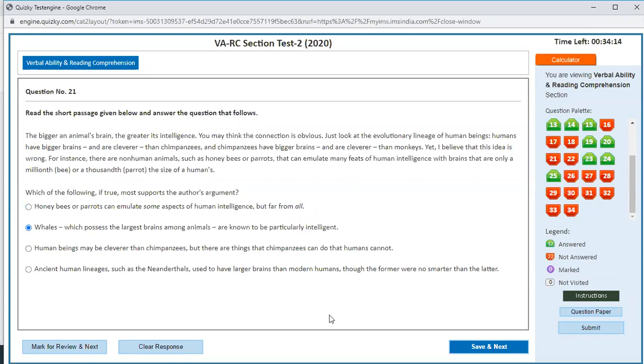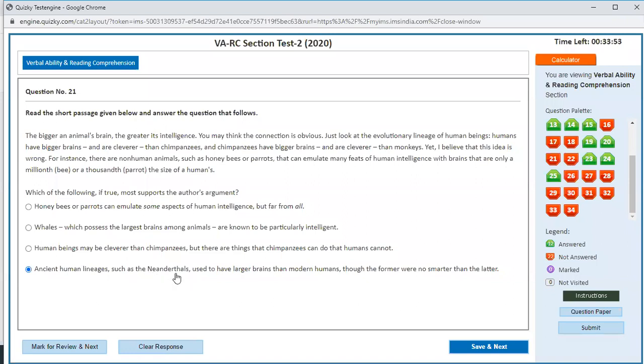Human beings may be cleverer than chimpanzees, but there are things that chimpanzees can do that humans cannot. But we're not talking about things that can. Chimpanzees can climb up the trees, right? This statement could mean that. I'm not denying that chimpanzees can do something I cannot do, or things like that. So C is also out.